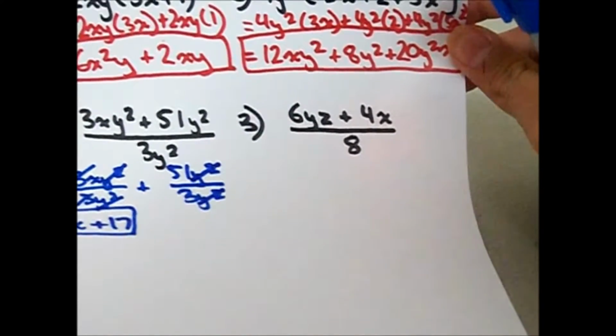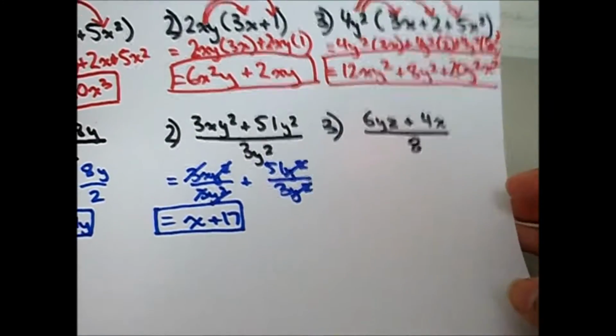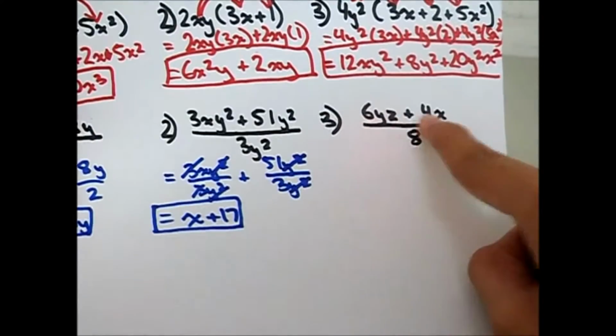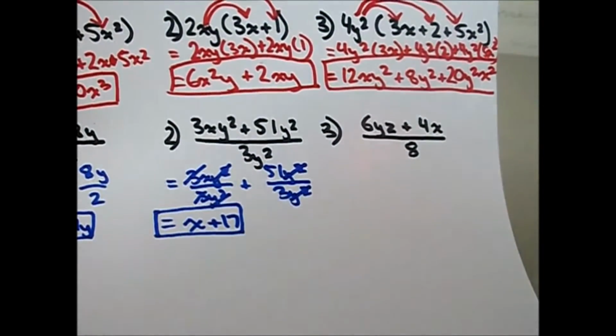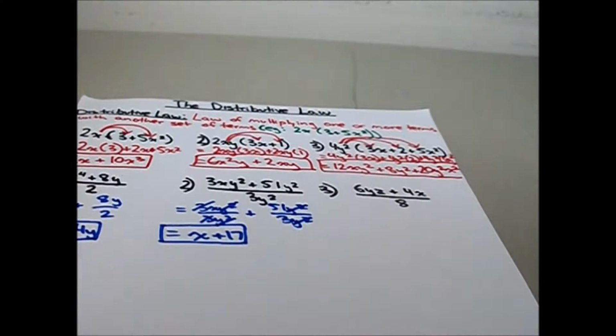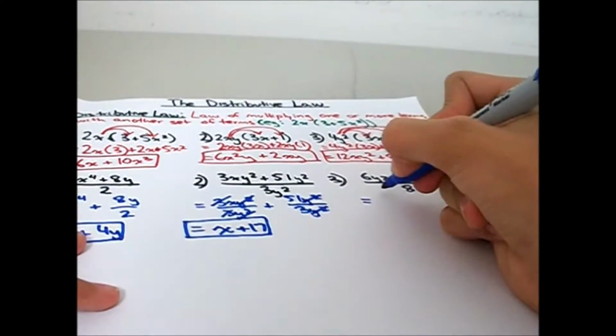And here's our challenge. We have 6y² plus 4x divided by 8. So first thing I notice is that all of these coefficients are even numbers, which means we can divide them by 2. And I shall probably simplify the fraction to make it easier for myself.